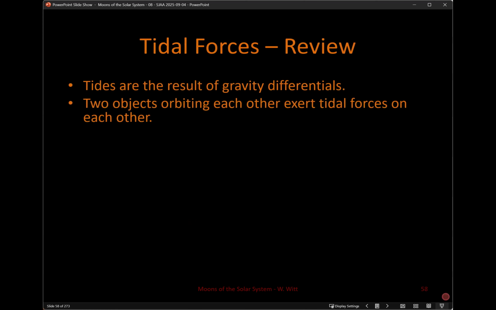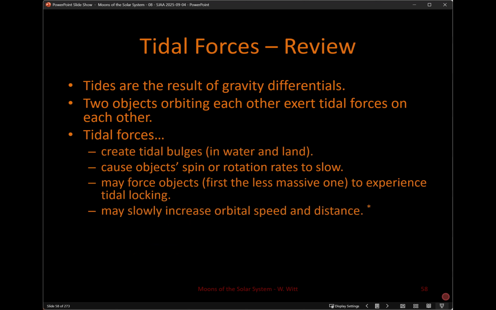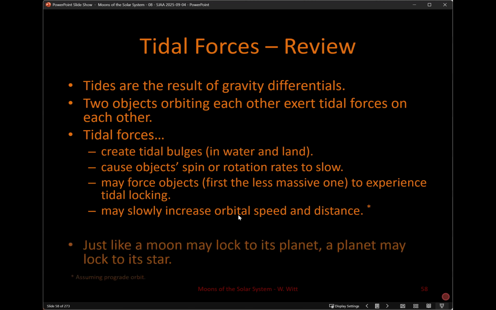So let's quickly review this. Tides are the results of gravity differentials. Two objects orbiting each other exert tidal forces on each other. Tidal forces create tidal bulges in water as well as the land, and they can cause objects' spin or rotation rates to slow down. In our case, our moon has already become tidally locked. They may also force objects, the less massive one going first, to become tidally locked. And then they may slowly increase orbital speeds and distance, just like our moon is slowly receding from the Earth.